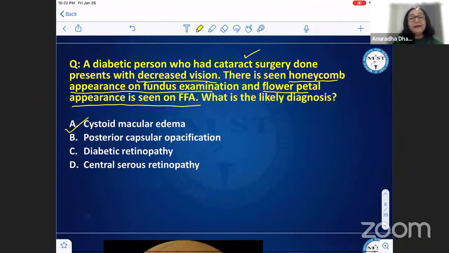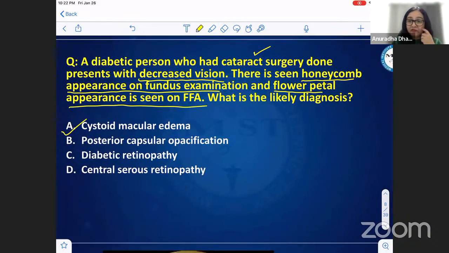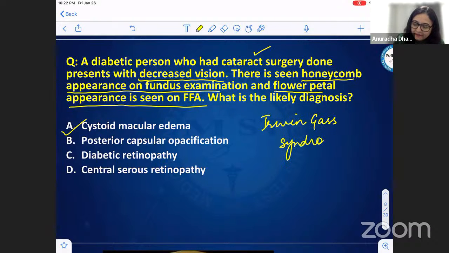Why cystoid macular edema is the reason, because if you remember, one of the late or even intermediate complications of cataract surgery can be cystoid macular edema. Sometimes, because of the inflammation after cataract surgery, a patient can develop cystoid macular edema, which is also given the name of Irvine-Gass syndrome. So that again is post-cataract surgery cystoid macular edema.